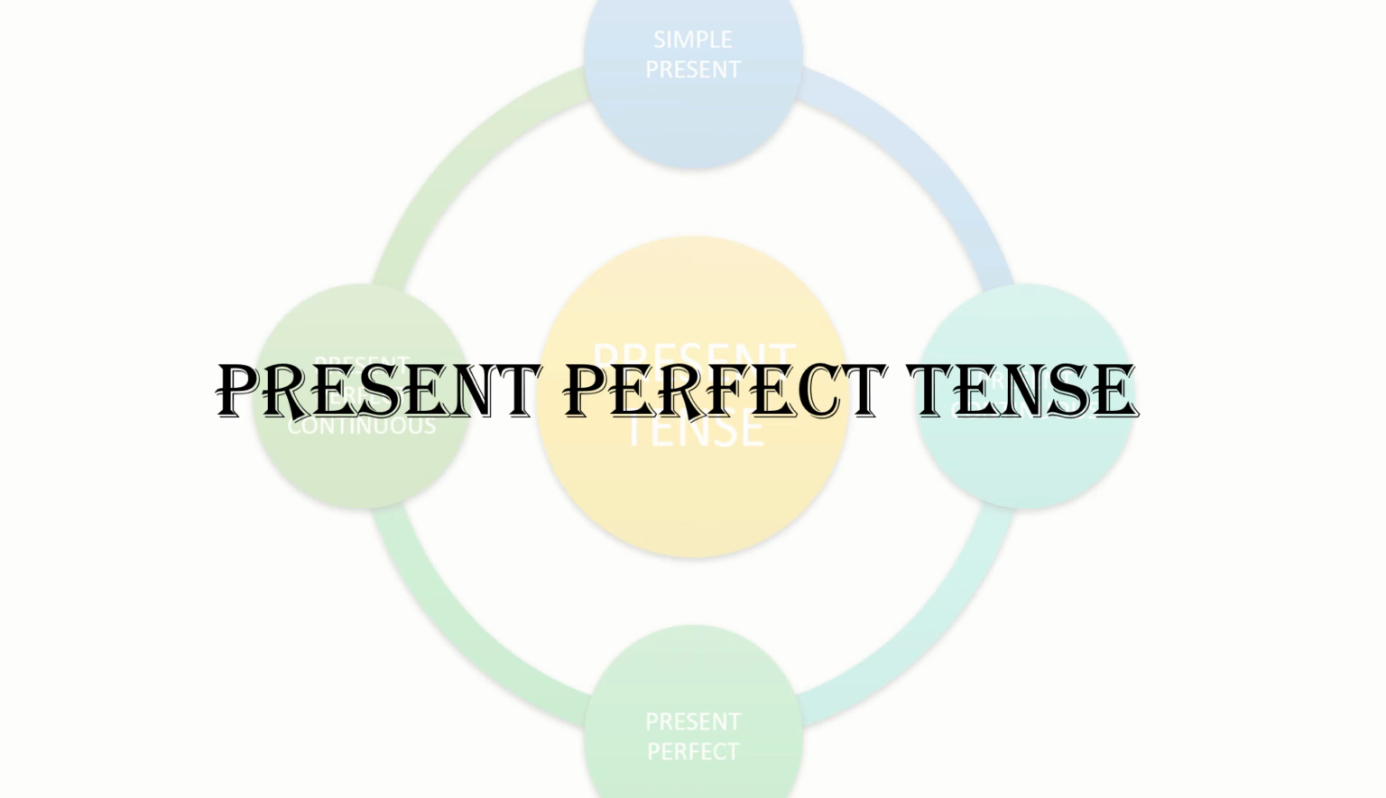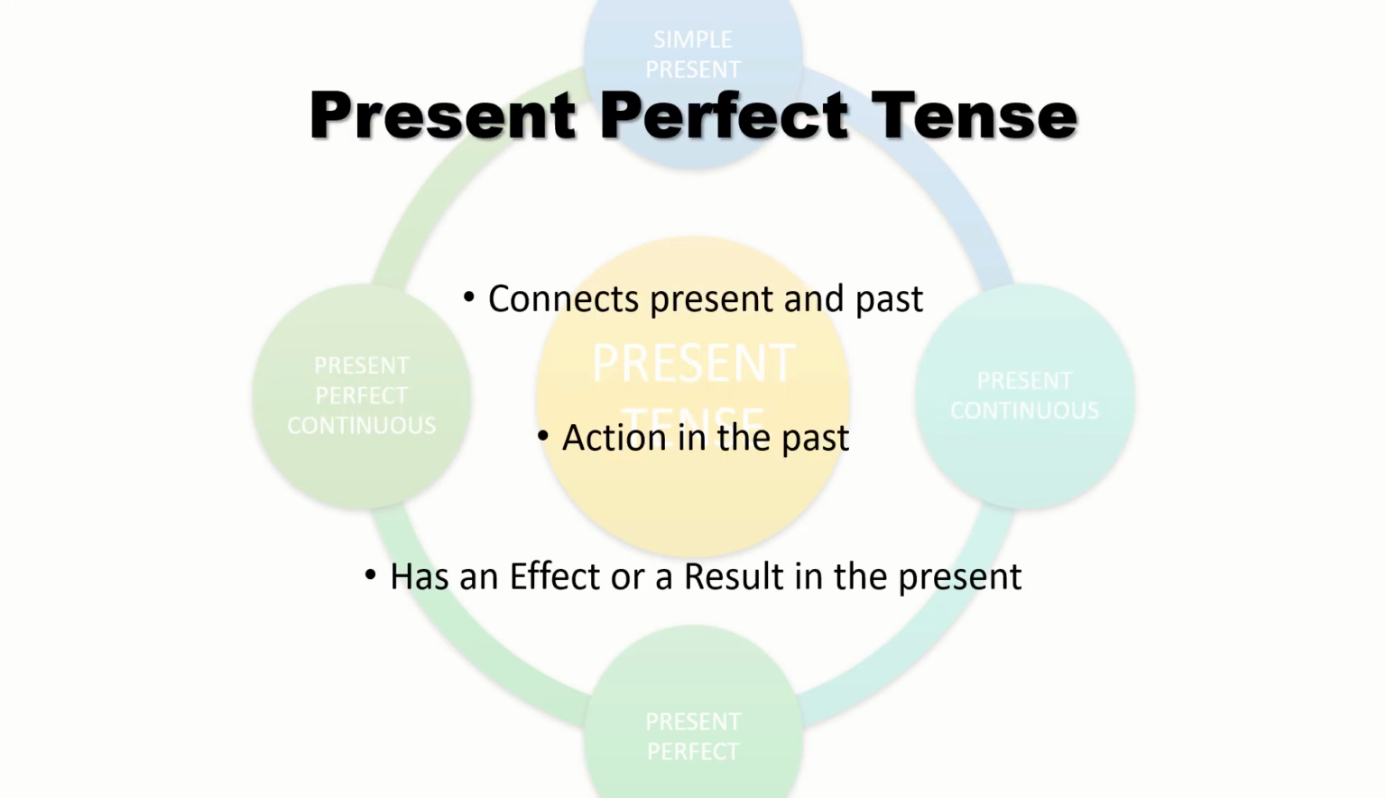Children, we are dealing with the chapter, the present tense. In that, you have already learned that we have 4 different types of present tense: the simple present, the present continuous, the present perfect, and the present perfect continuous. Today's lesson deals with the 3rd form of your present tense, and that is the present perfect tense.